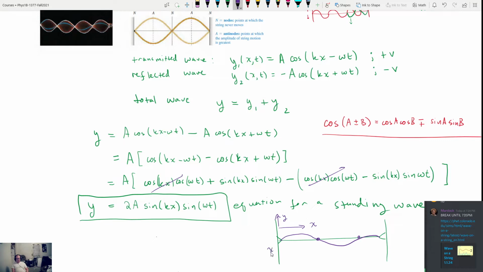And let's say that I call this point here x equal to 0. If I plug in x equal to 0 into this equation, I'm going to get the sine of 0, which will mean y is going to be equal to 0 at x equal to 0, right? So that means that y of 0 comma t, right, is equal to 0 for any time. That proves that this point right here will be a node, right? Because y is equal to 0. That's where the nodes occur, right? So that makes this a node.